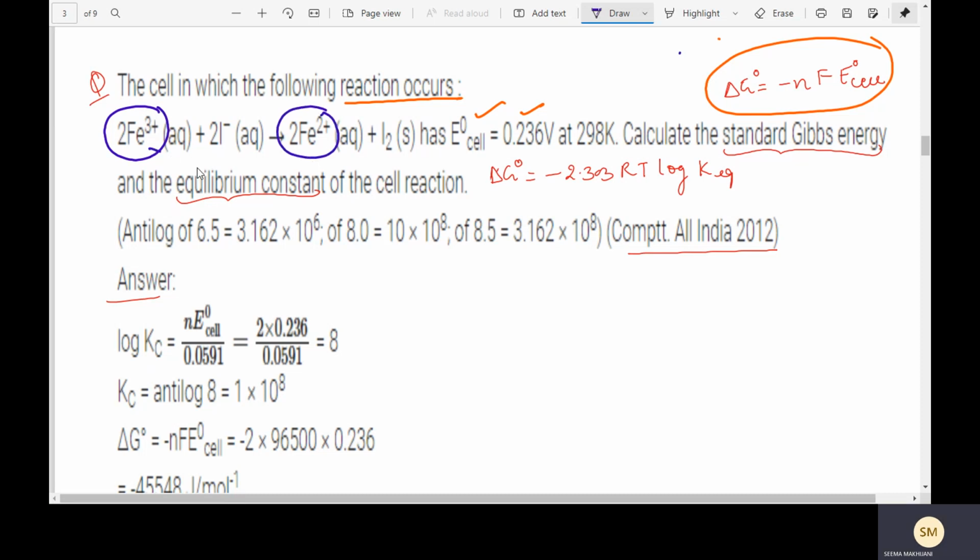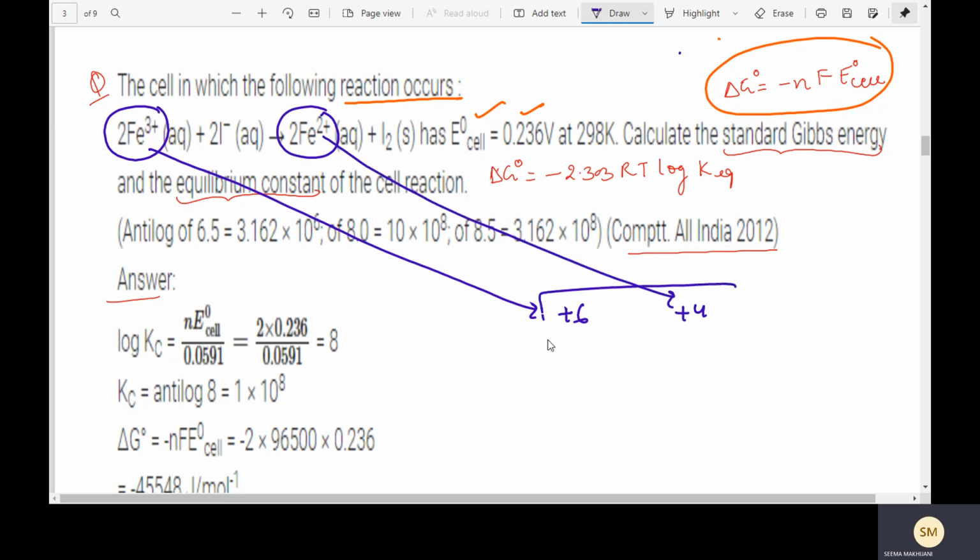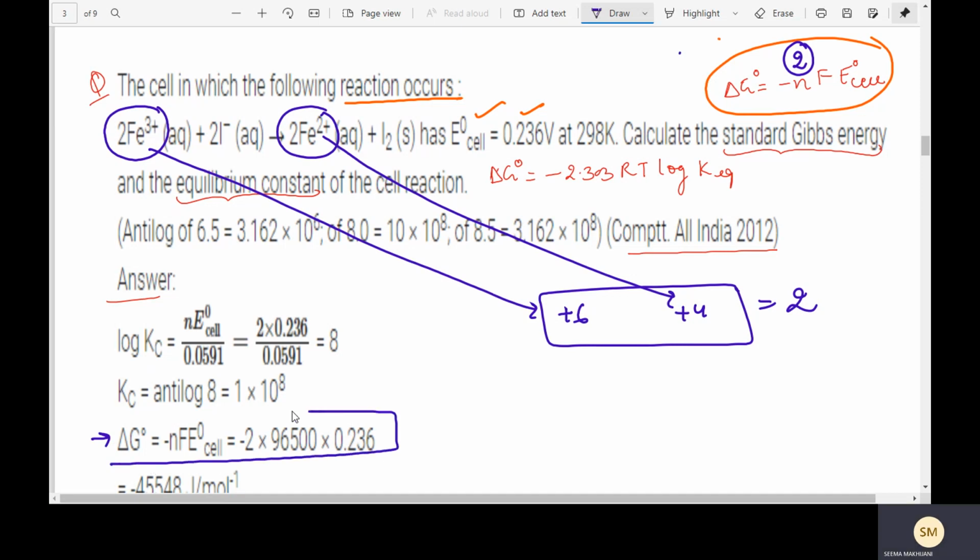ओके, इसमें the total charge is +6 और इसका the total charge is +4. तो डिफरेंस क्या हो गया? 2 का. सो your n का वैल्यू is going to be 2 here. Is that clear? So the value of n is understood. Please focus on this particular part first. Delta G naught is equal to minus nFE naught. माइनस n का वैल्यू 2 कैसे आया मैंने समझा दिया.